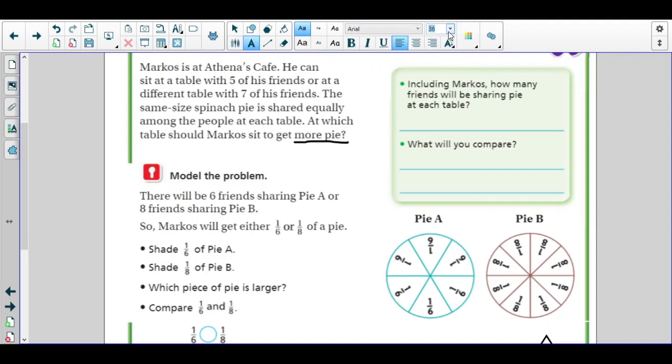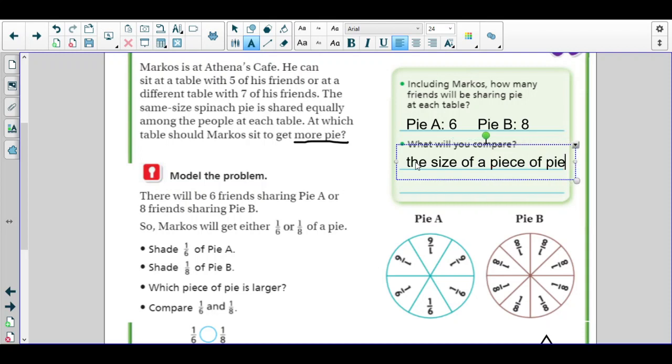And for right here, we can go ahead and get typed in, for pie A, that's going to be 6 friends. And for pie B, that's going to be 8 friends. And then what will you compare? We will compare the size of a piece of pie at the 2 tables.